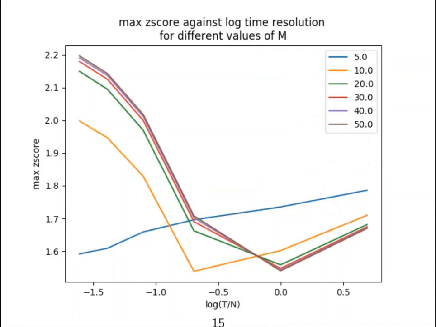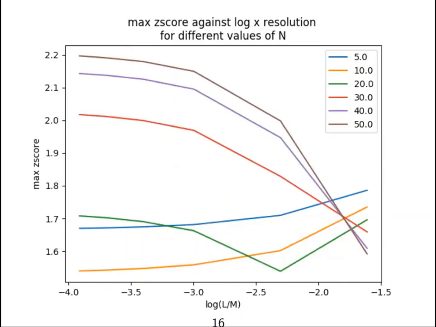So this is the maximum Z score against the log time resolution. What we want from the Z score isn't really any pattern here. You can see that the pattern is a bit chaotic, but what we're really looking for is for the Z score to not take any too large or too small values, and in this case you can see that it's within reasonable values. The Z score ranges from about 1.5 to 2.2. Again, fairly reasonable results. And again, it's the same thing, but against the space resolution rather than the time resolution.